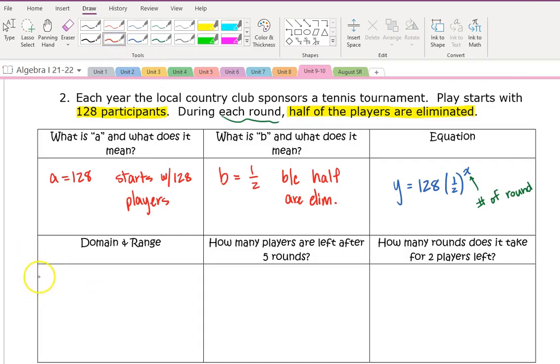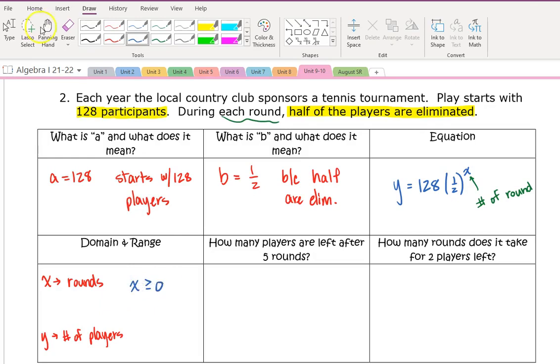So in this case, domain and range. X would be the rounds, and Y would be the number of players. So rounds, well, when you start, you've played 0 rounds of tennis. So we're going to say X has to be greater than or equal to 0.